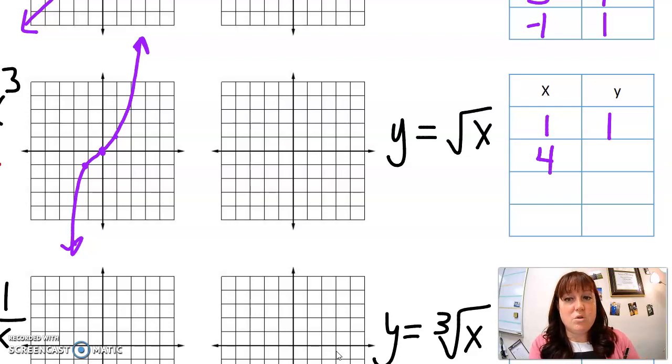So if I put 4 in here for x, what do I get out? What's the square root of 4? Well, the square root of 4 is 2. And then the next number that I can take the square root of really nicely is 9, and so the square root of 9 is 3.